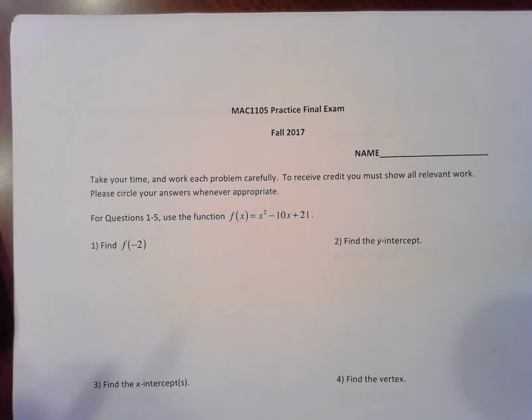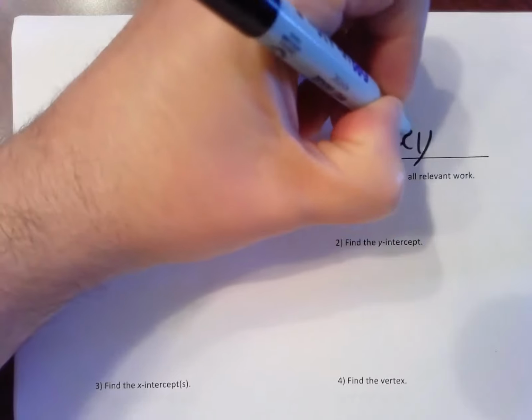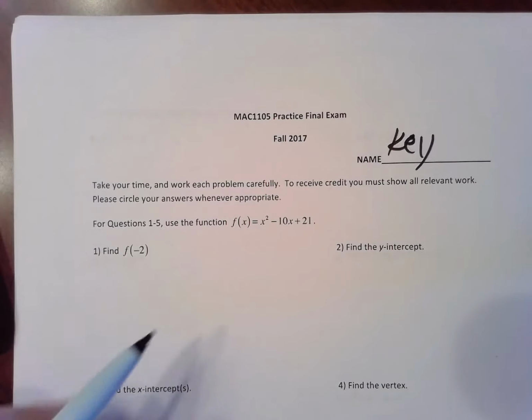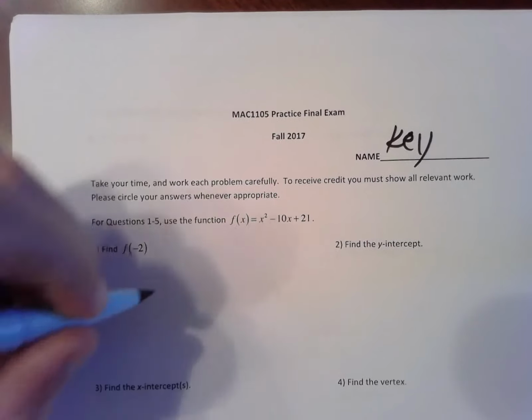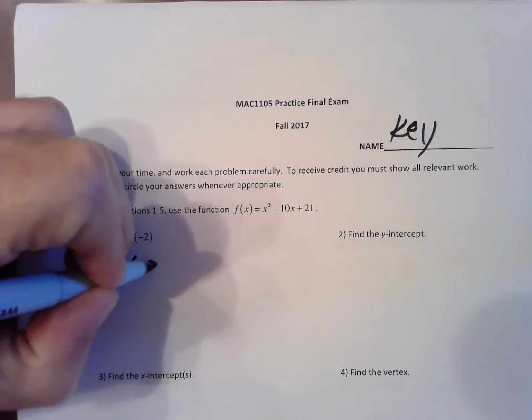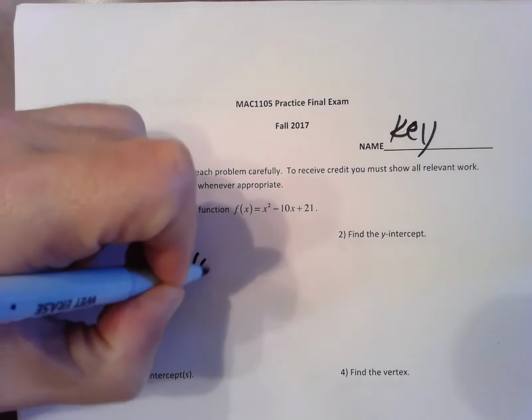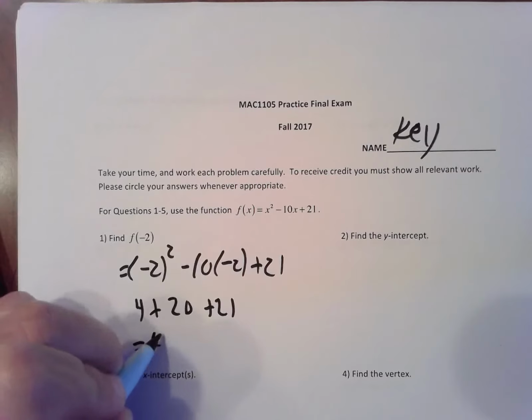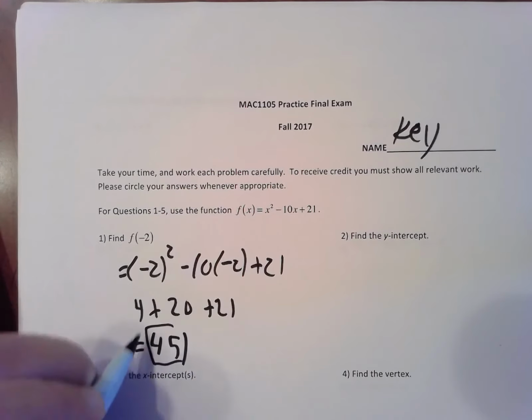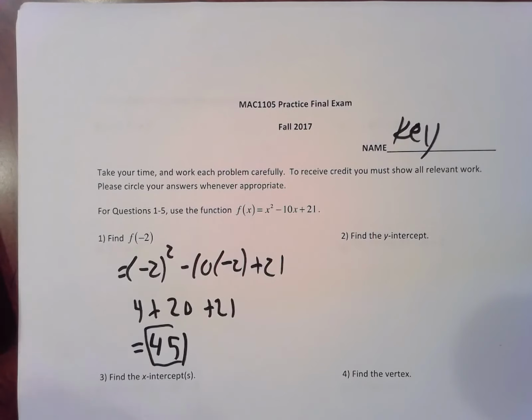Okay, let's do the key for all these practice problems here. Key. Here in this front page, we're using this function f of -2. We'll replace all the x's with a -2 in parentheses. So -2 in parentheses squared is 4 plus -2 times 10, that's 20 plus 21. All right, that's 24 plus 21, 45.